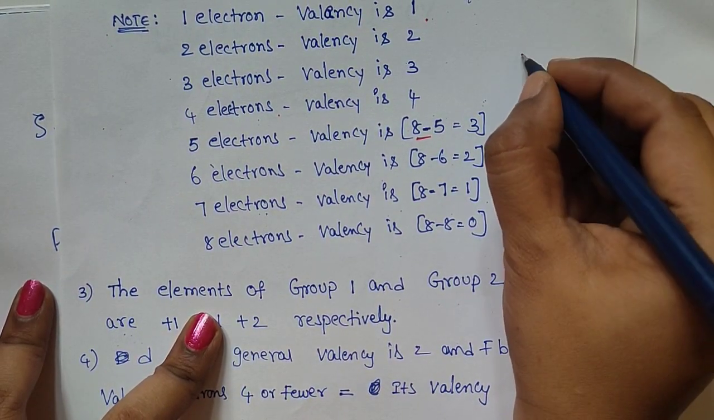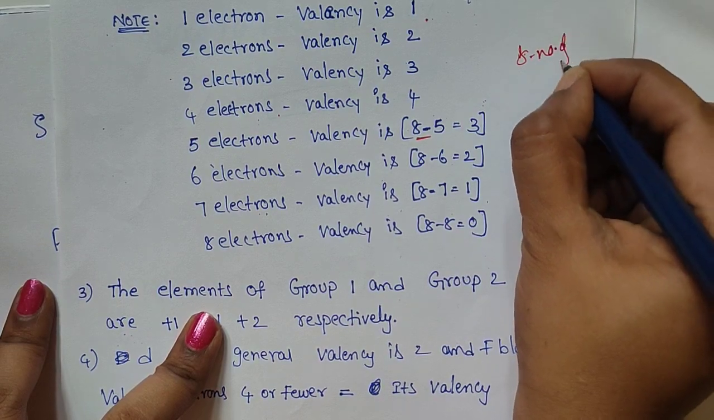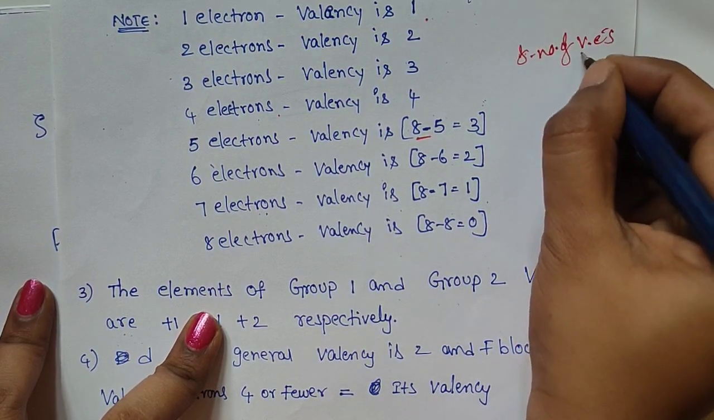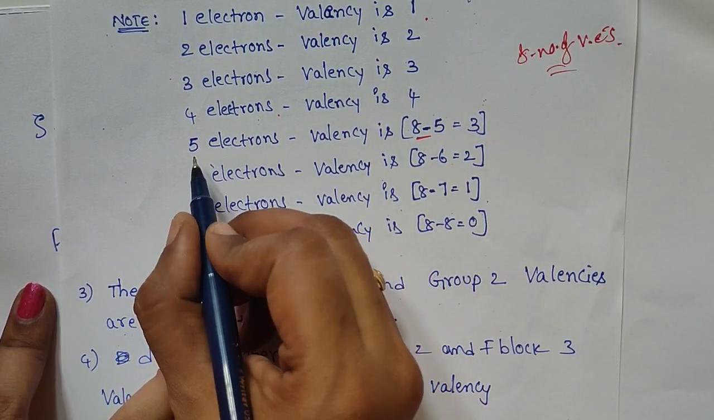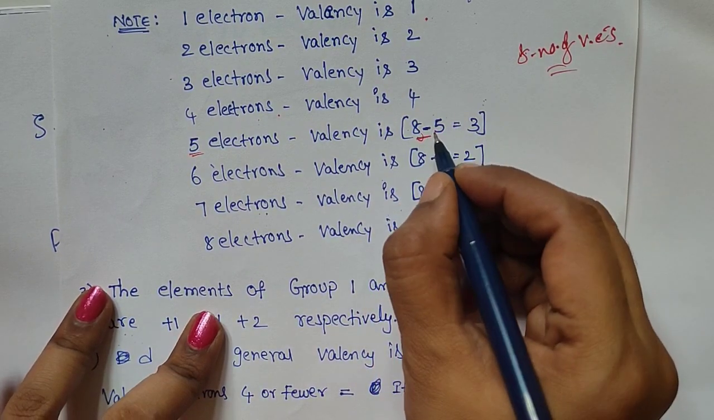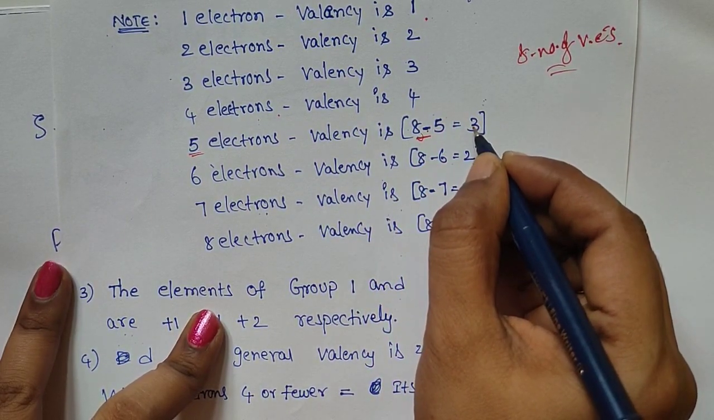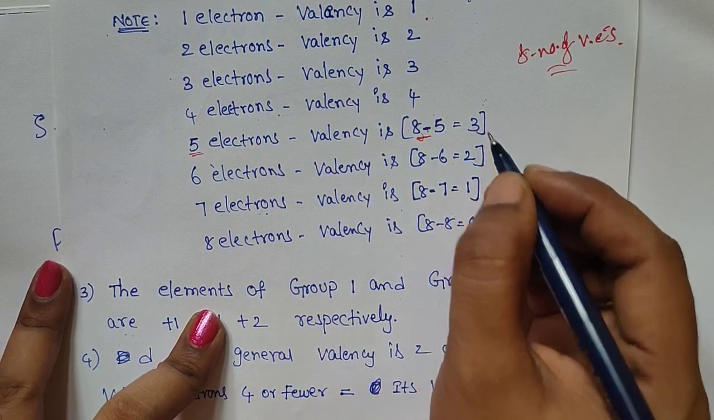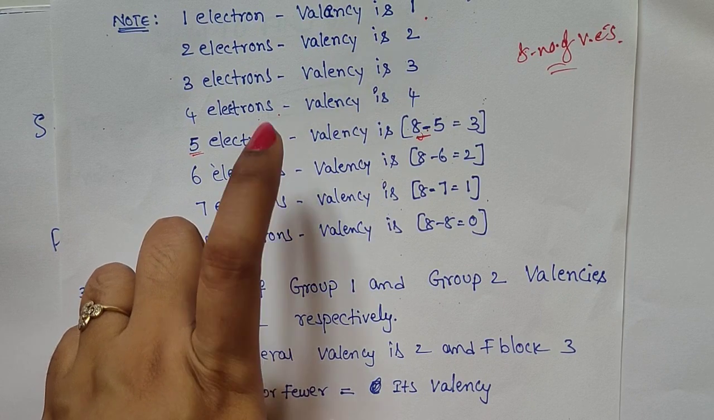8 minus number of valency electrons. This formula you should use. So this is group number 5, and now you substitute the value here. 8 minus 5 is equal to 3. This is the valency for elements containing 5 valency electrons.